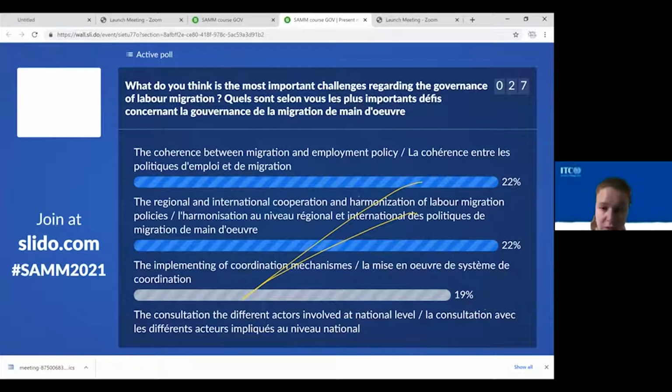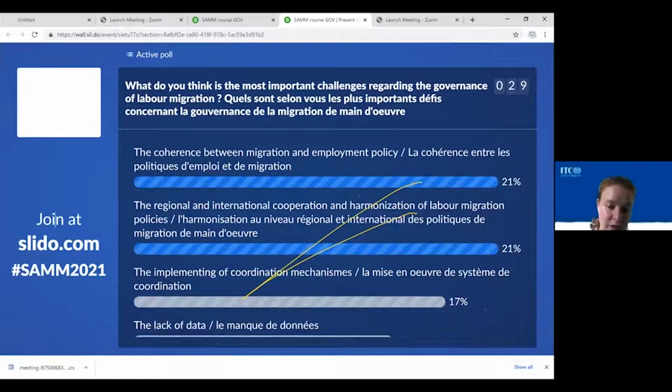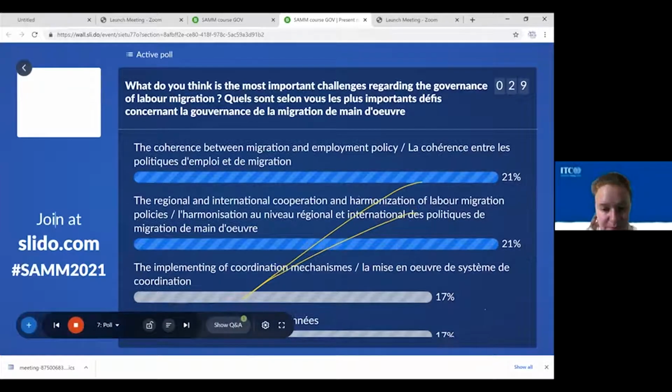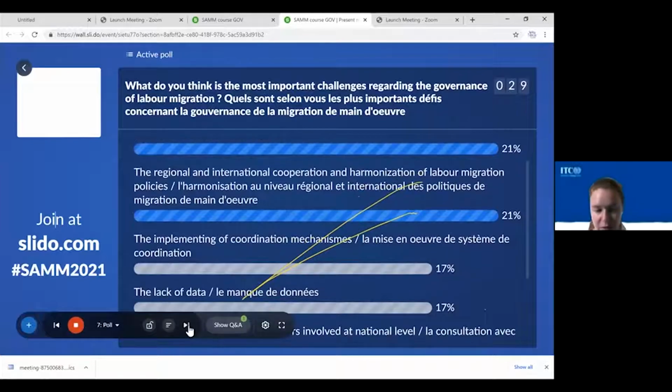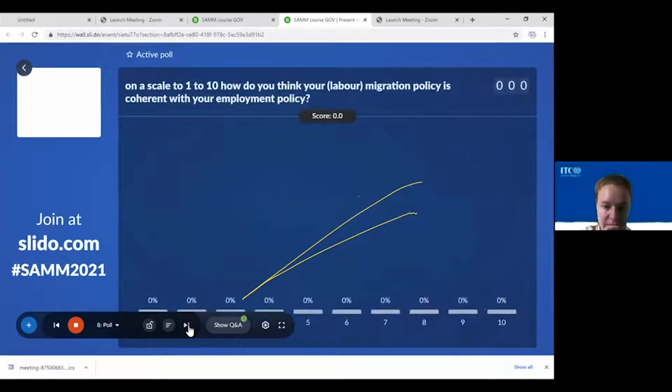And I have to say that this will touch and will be connected to the recognition of skills and also the extension and access to social protection for labor migrants. So all the topics that will be covered this week try to answer and try to find a sort of solution, so to say, to these challenges.